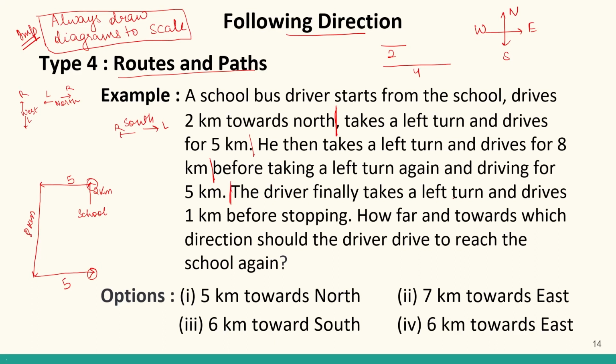Then the driver finally takes a left turn. So if we are facing east, this will be the right and this will be the left. So then the driver finally takes a left turn and drives 1 kilometer. So he took a left turn and he drove for 1 kilometer. Before stopping, then he stopped. At this point, he stopped.